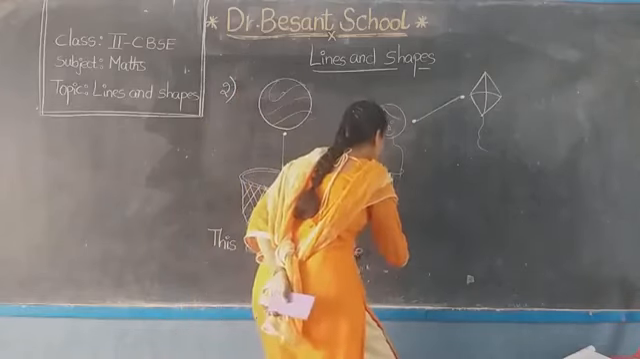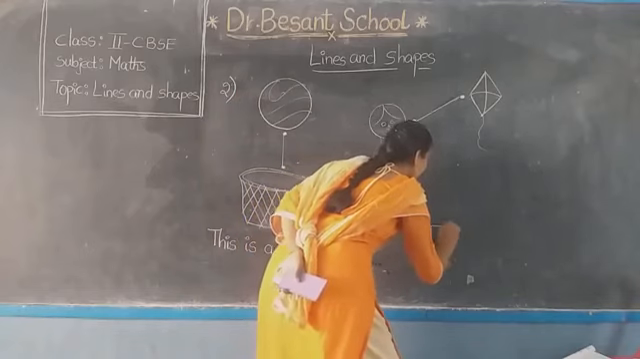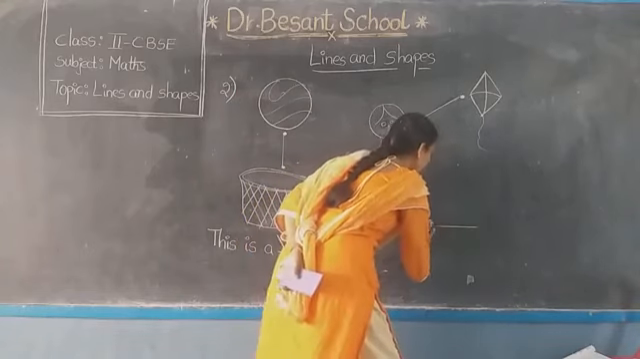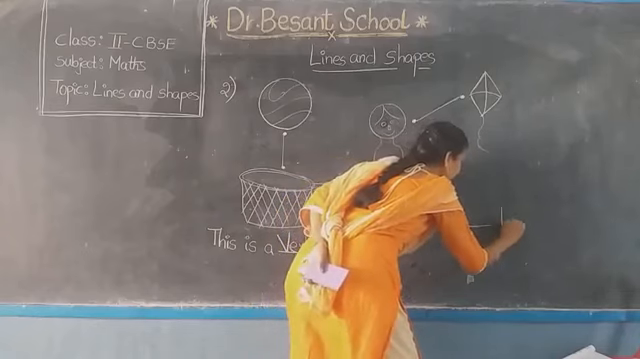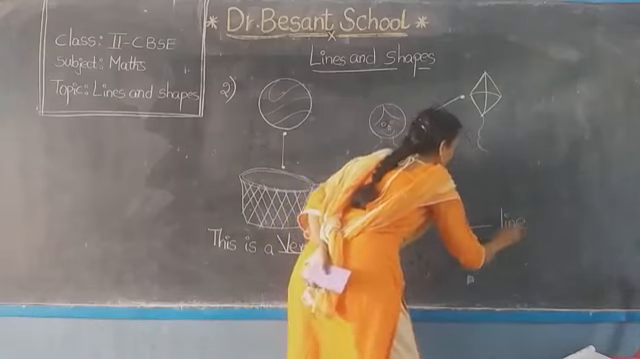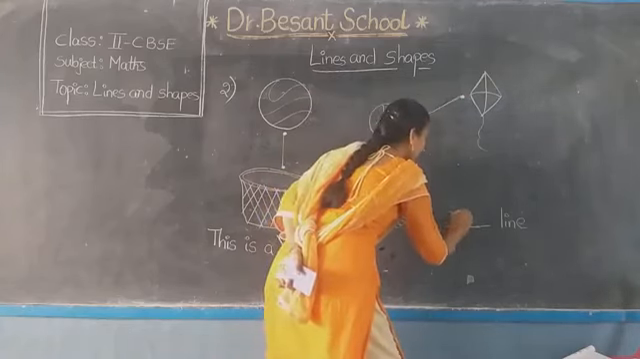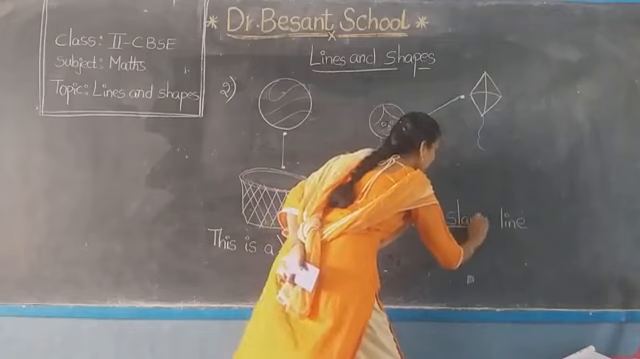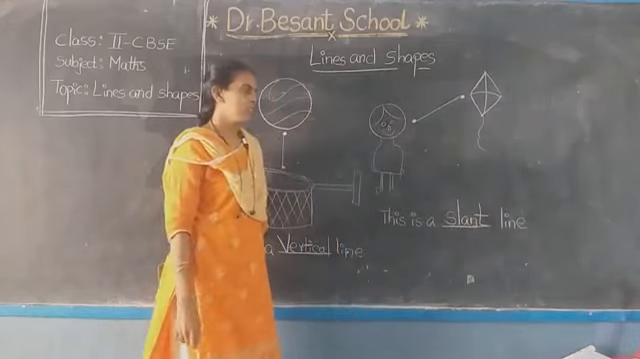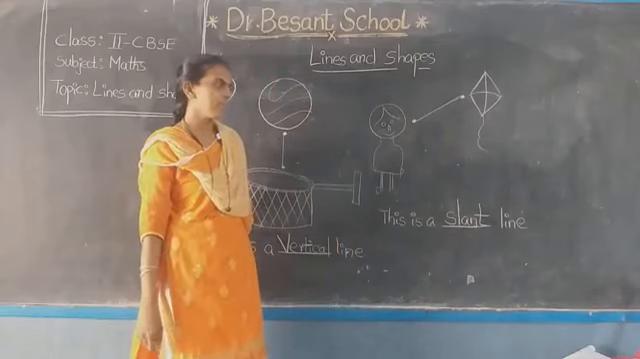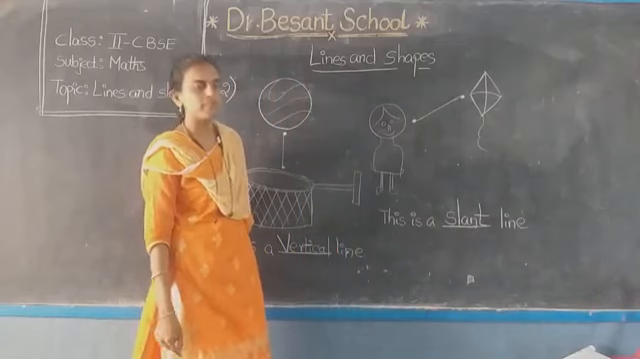Which line, children? Good. It is a slant line. Write in the blank. S-L-A-N-T. Slant. Slant line. You have to write in your book itself.